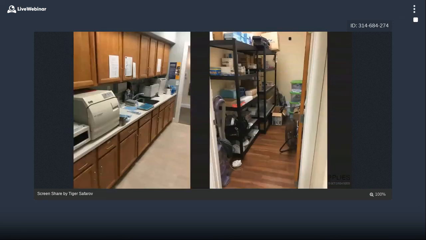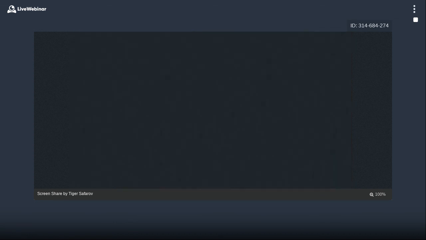This on the left is their sterilization room. Everything is closed, the doors are closed. You can't even see anything.